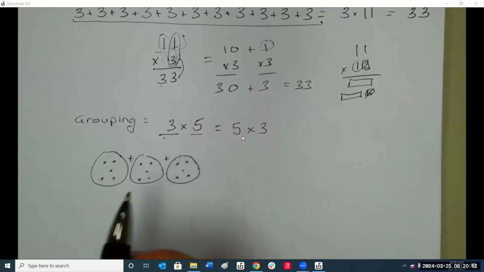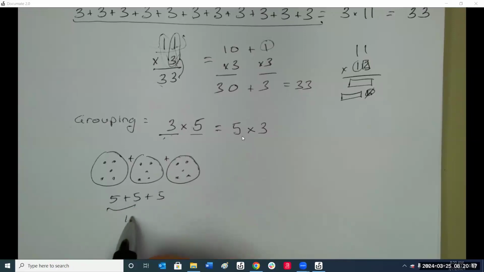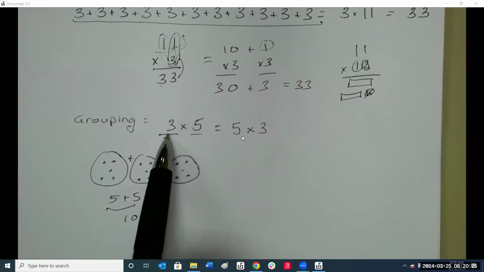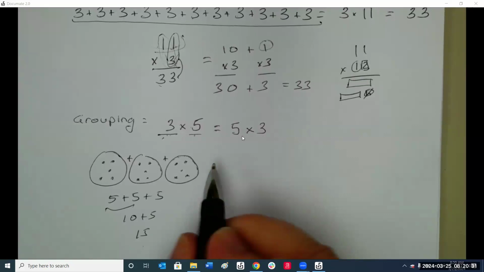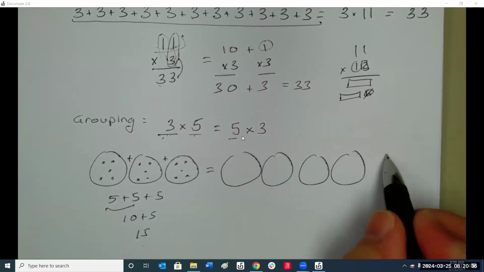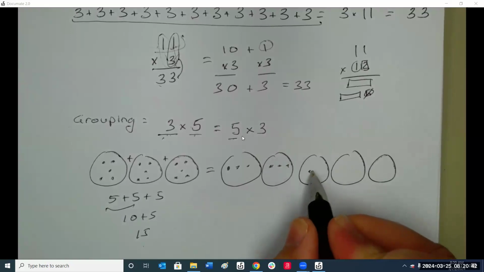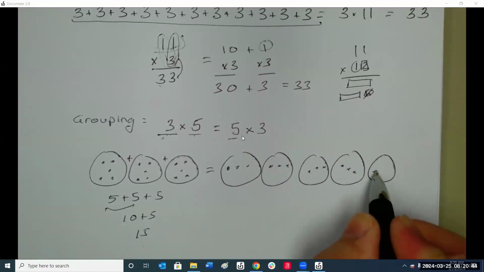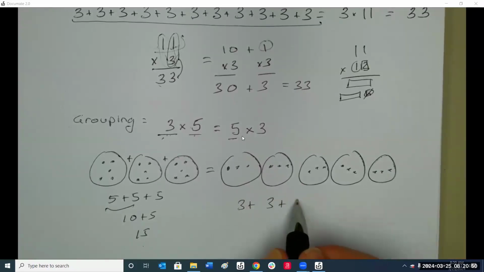Now we add 5 plus 5 plus 5. The incentive is that we could do this method, multiplication. We know we could jump straight to that once you understand what's going on there. Or we can have 5 sets, and inside each one, I have 3. So it's 3 plus 3.